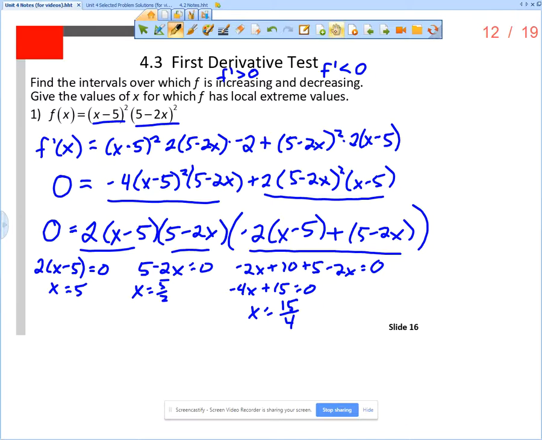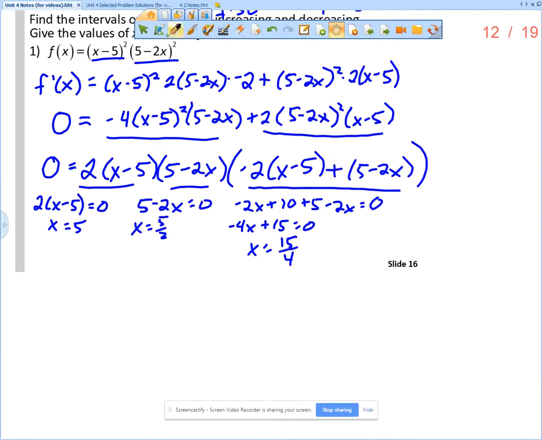All right, so now what I want to do is figure out when f prime is positive and negative. In order to do that, I need to do a sign analysis. So I need to put my 3 critical numbers on a number line in the appropriate order. 5 halves, remember, is 2.5. 15 fourths is 3 3/4. So I'm going to put 5 halves, then 15 fourths, and then 5.